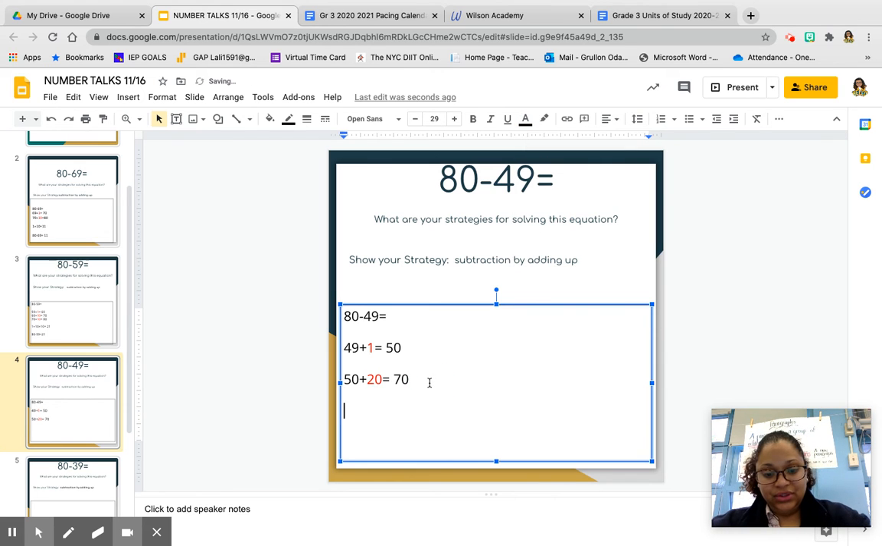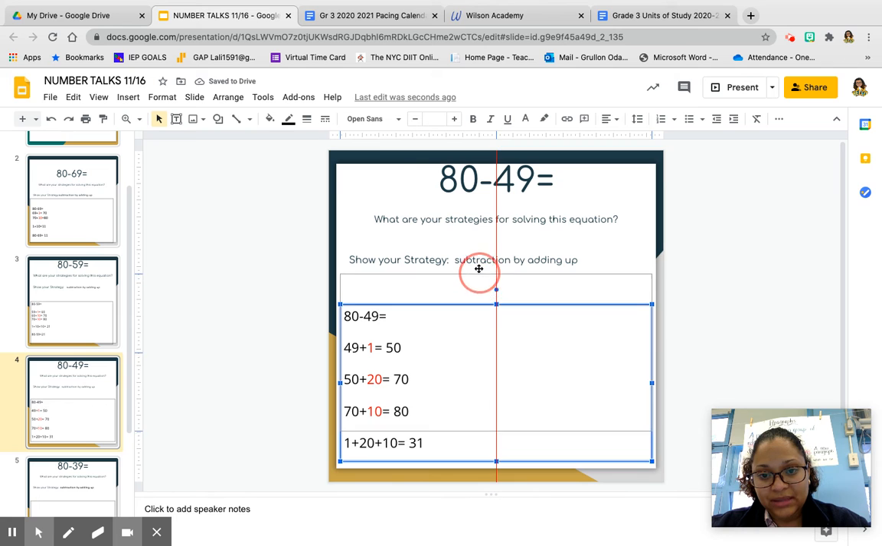I'm at 70. So 70 plus 10 equals 80. I'm going to highlight this as well, because these are the numbers that are going to help me get to my difference. You can use any number combination here as long as you don't pass 80 to use the adding up strategy. So now I'm going to add up all the numbers that I have in red. So 1 plus 20 plus 10. That gives me 31.